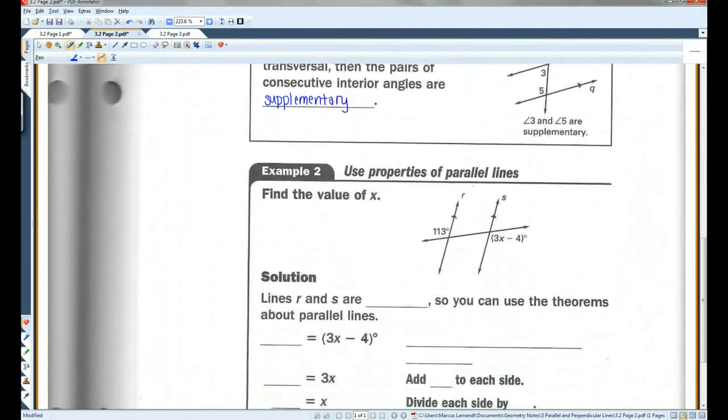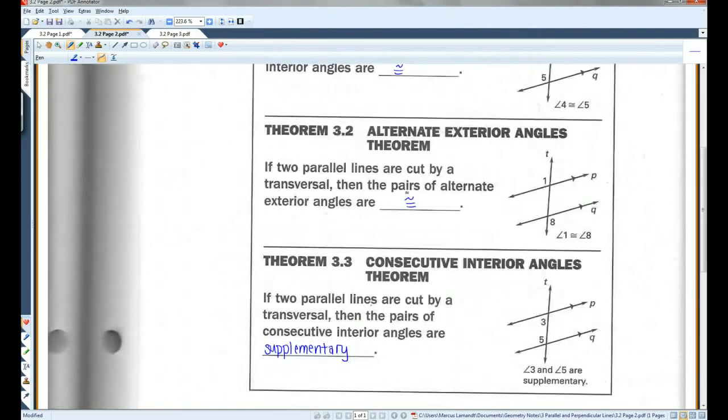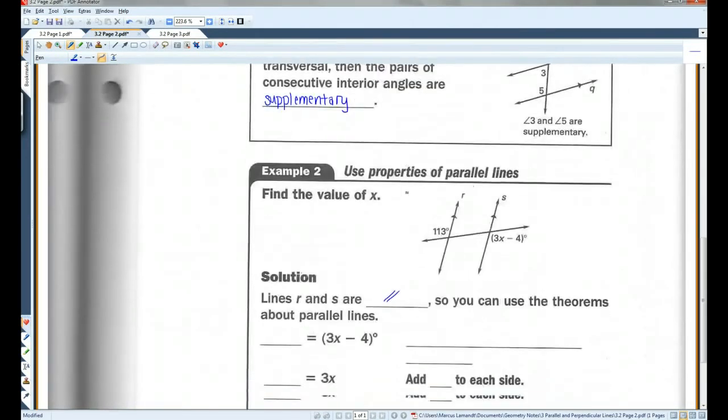Alright, so, for example, find the value of x. We have this angle, which is 113 degrees, and we have this angle, which is 3x minus 4. Now, lines R and S are parallel. So you can use any of these theorems that we just learned. Any of the ones up here. Okay?